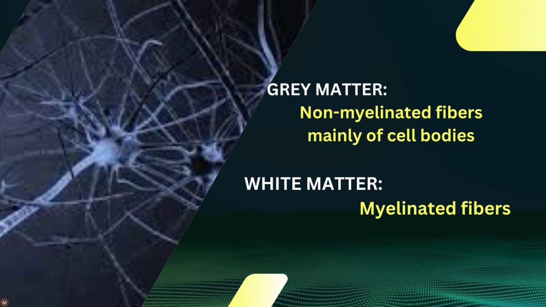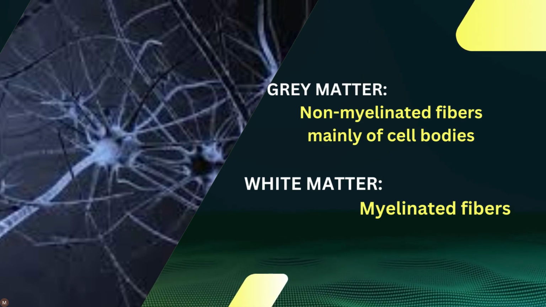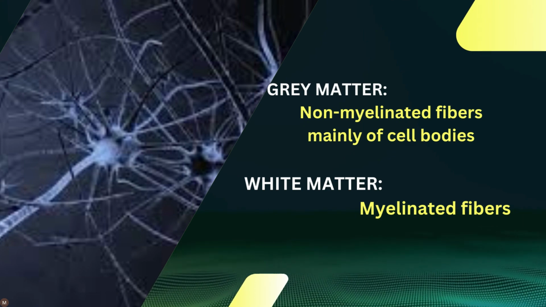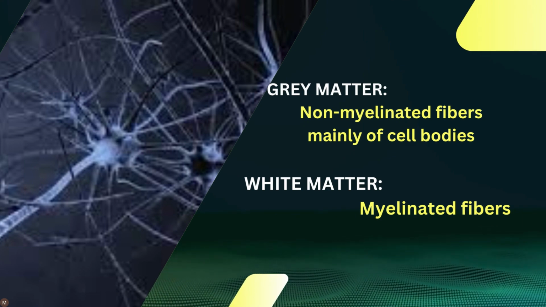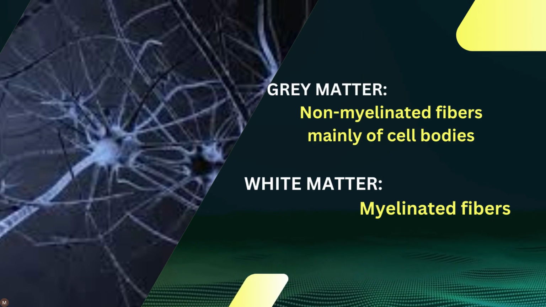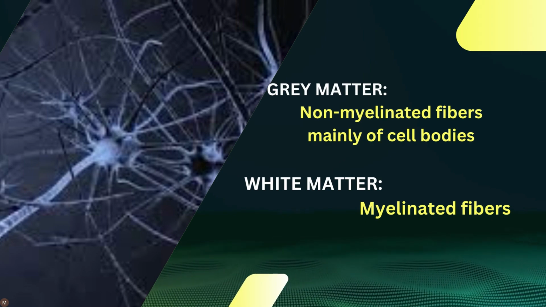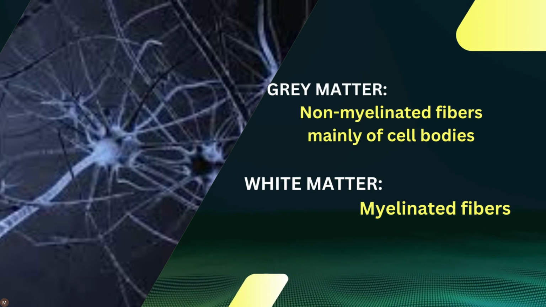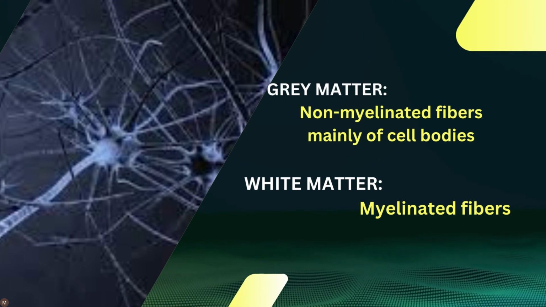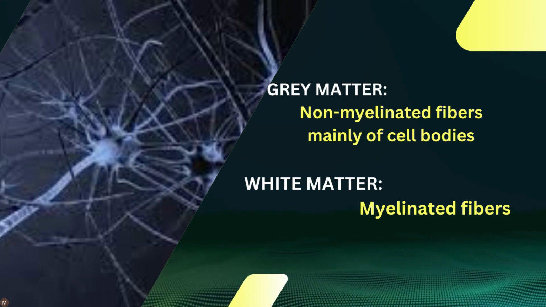Gray matter is mainly the cell bodies, or you can say it contains most of the brain's neural cell bodies, and it composes 40% of your brain. White matter composes 60% of your brain, and it is made up of bundles which connect various gray matter areas.